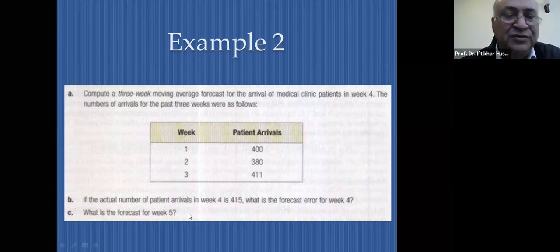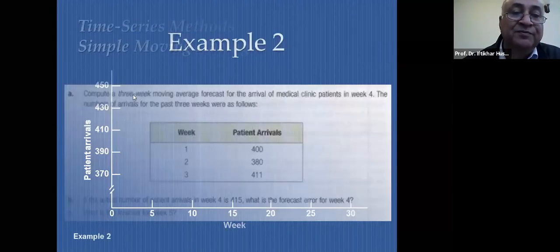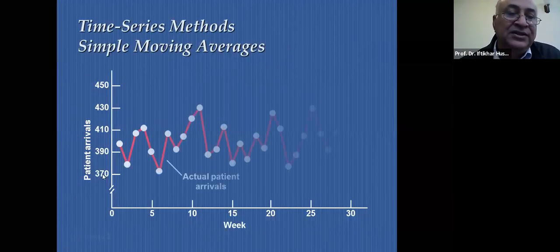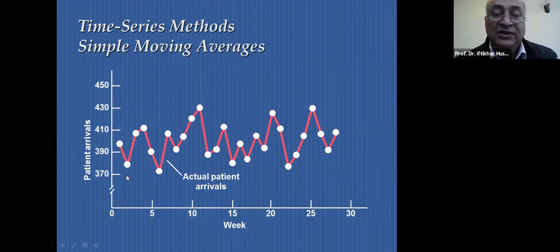And what is the forecast for week 5? Remember, it is the 3 weeks, our 3-week moving average. On this side, we take the number of patient arrivals, number of patients, then week, and this is the pattern shown. Give me a minute, please.